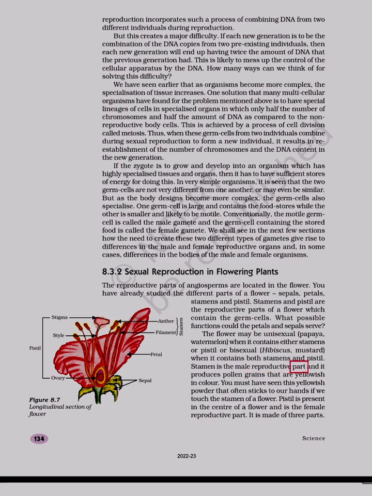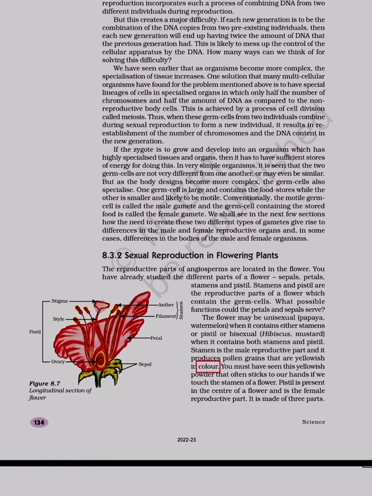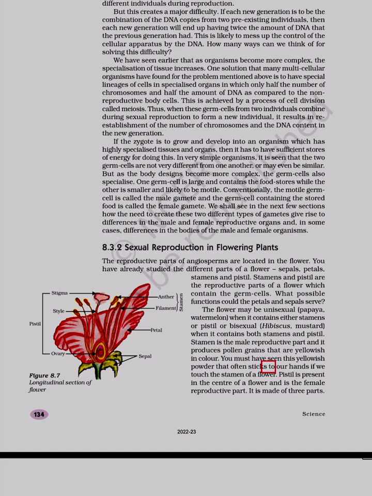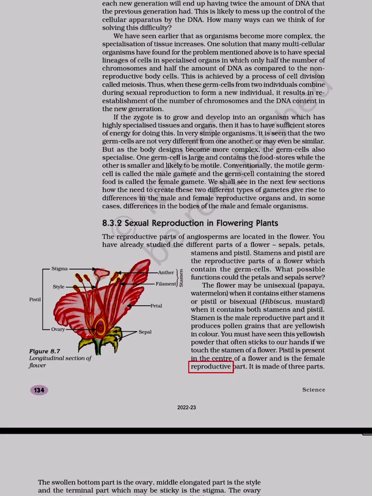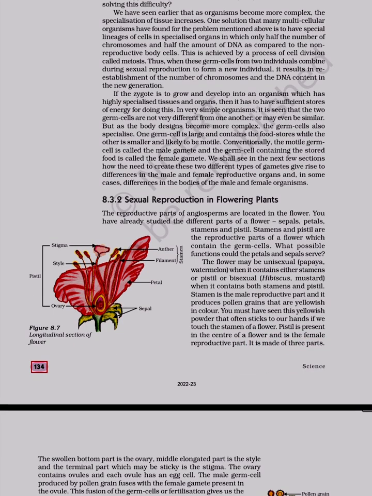Stamen is the male reproductive part and it produces pollen grains that are yellowish in color. You must have seen this yellowish powder that often sticks to our hands if we touch the stamen of a flower. Pistil is present in the center of a flower and is the female reproductive part. It is made of 3 parts.